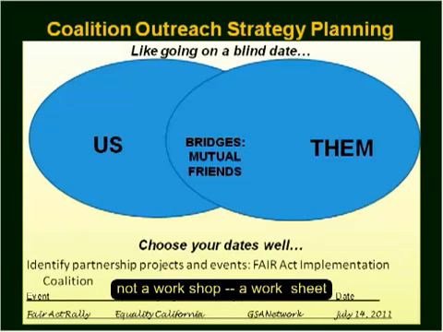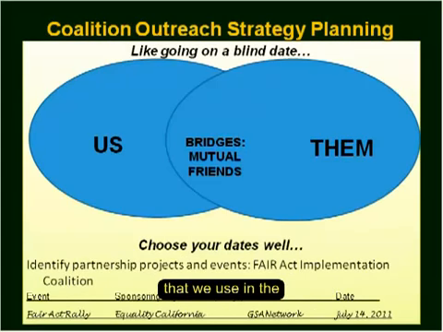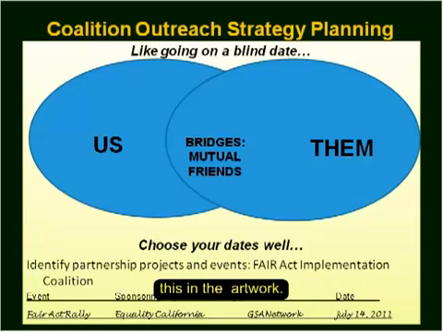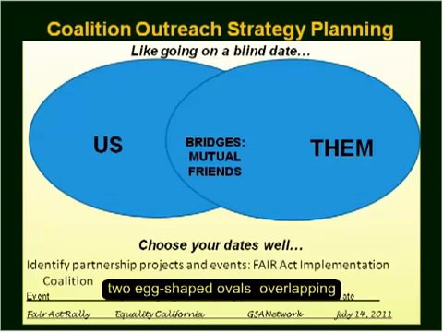And this is a worksheet that we use in the Systems Change Network. The one that's in your packet that will be emailed out to you in just a moment, actually it'll come through the webinar system, is an accessible version, so it doesn't look exactly like this in the artwork. But for those of you who can't see this, the description here is 2 egg-shaped ovals overlapping each other. One says us, the other one says them, and then in the middle where they overlap each other, it says bridges, mutual friends.